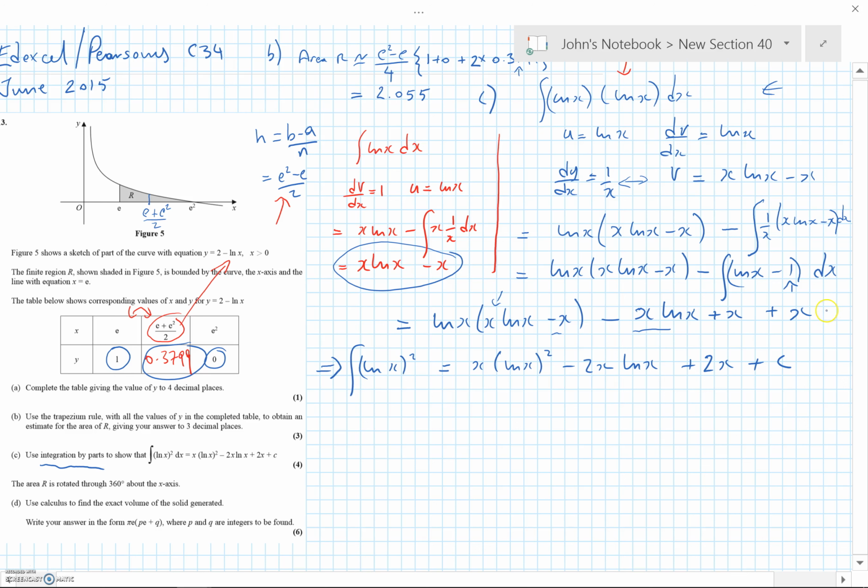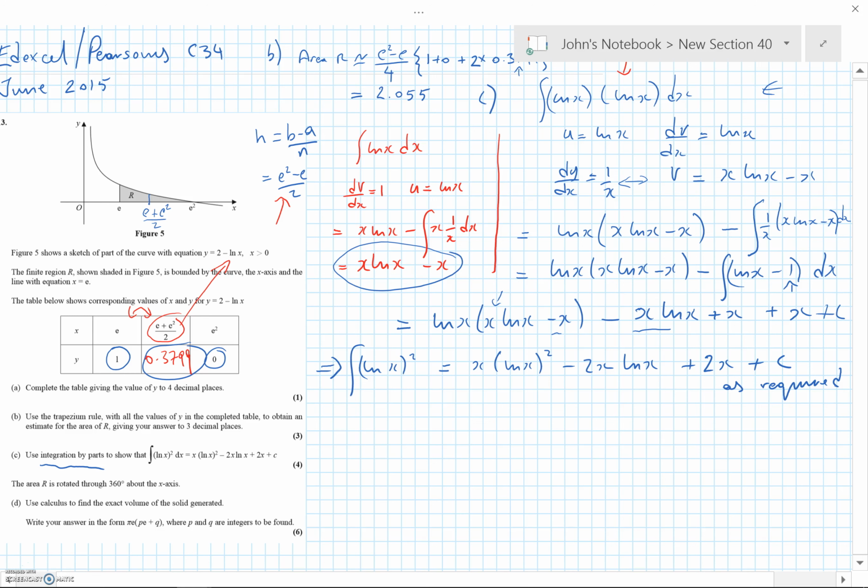Didn't really need to write it, I perhaps should write it there as well, but we don't need to write it in the intermediate stages in between. Okay, so that is that as required. We've done that, more repetitive than anything else.